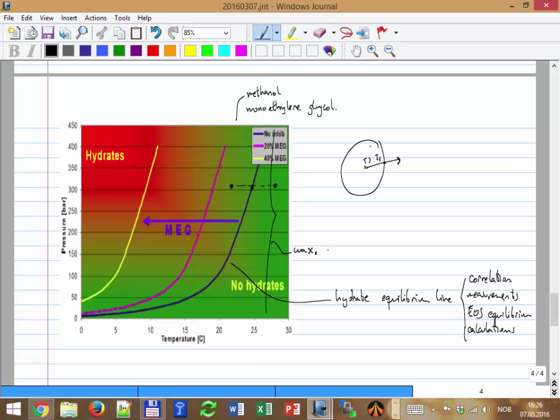In the case of wax, usually we have to do laboratory tests. To find exactly, you put the crude at a certain pressure and temperature and reduce the temperature until we see the first crystals of wax appear. And that's how we record this point, and we repeat for different pressures.